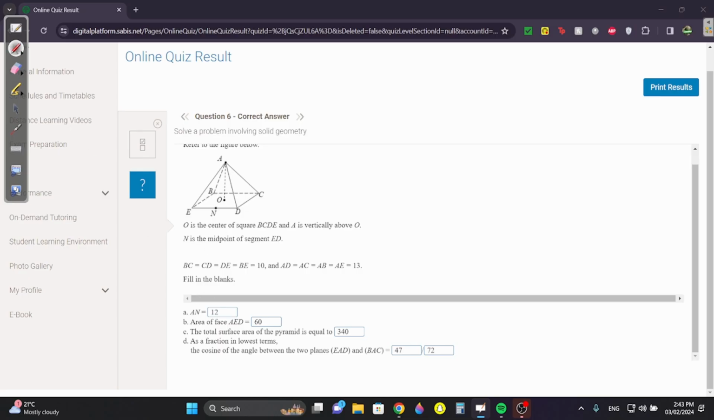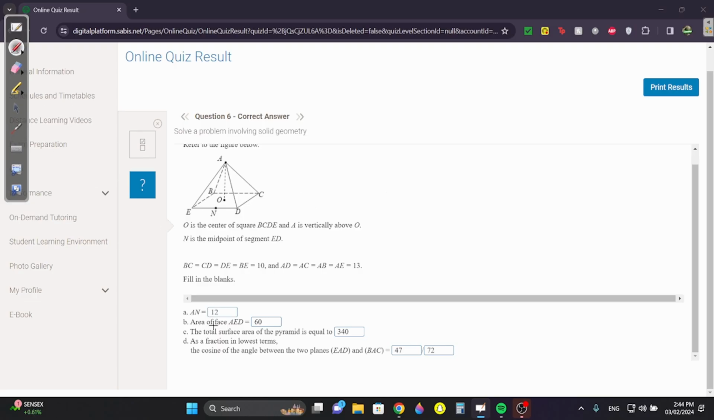Part A. What is AN? So this over here. Obviously this is right. How do you find it? You have to use Pythagoras' theorem. AE we said is 13, given. EN, they said N is the midpoint. So if ED is 10, that means here's going to be 5, here's 5, because it's the midpoint. So how would you find it? You do 13 squared equals 5 squared plus AN squared. You take 13 squared minus 5 squared equals AN squared. You get AN squared equals 144 and you get AN is 12.